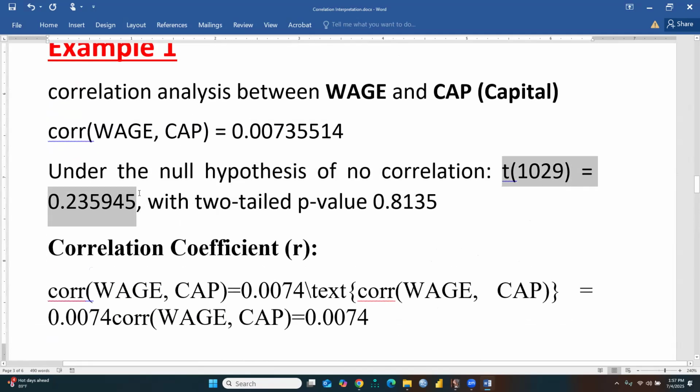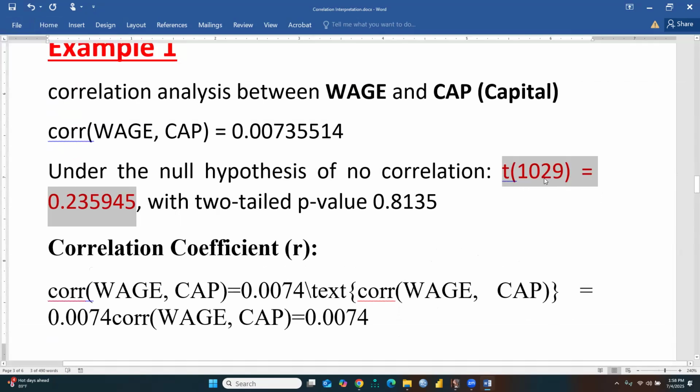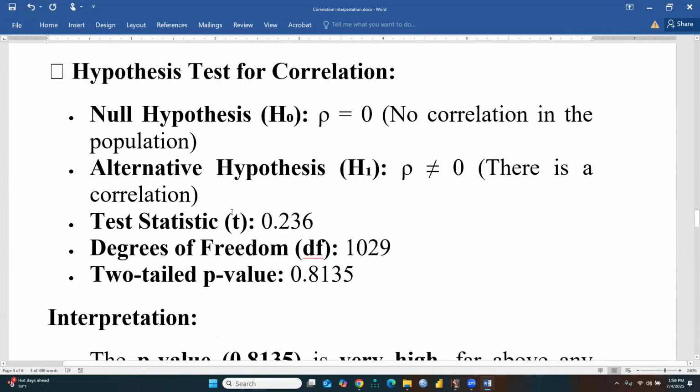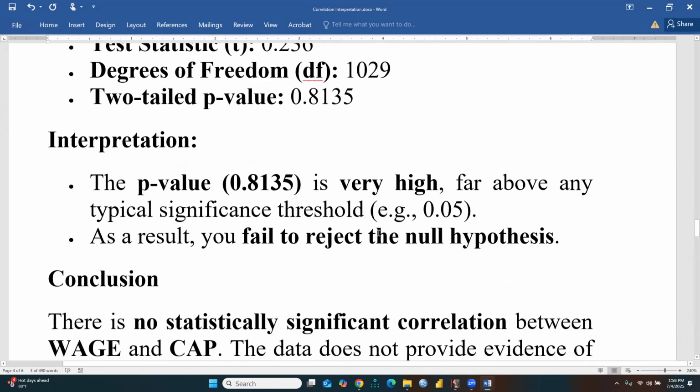I'm just highlighting, and I would highlight with the red color. So the t value, degrees of freedom is 1029 and the value of t is 0.235. The two-tailed p-value is 0.8135. So how are we going to interpret these results?